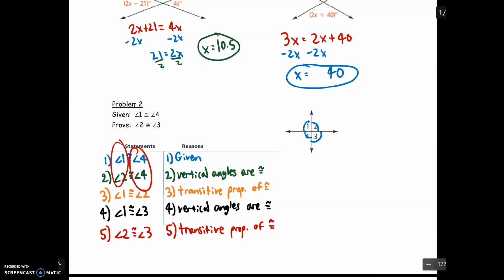We had angle 4 that linked 1 and 2 together. That's why I used that for statement 3, that 1 and 2 are congruent. And then we use that linking statement again, except this time we said that angle 1 was congruent to both angle 2 and angle 3. So that's what we said was congruent on our last step.